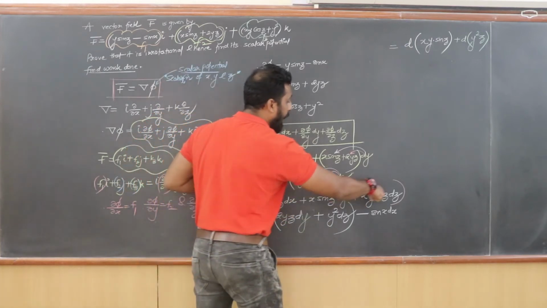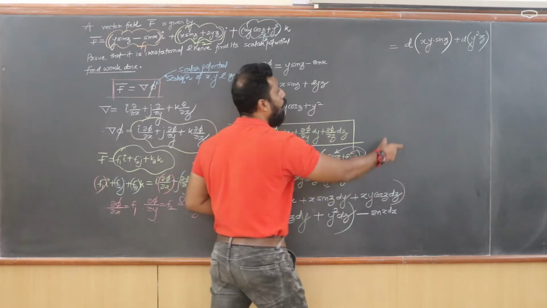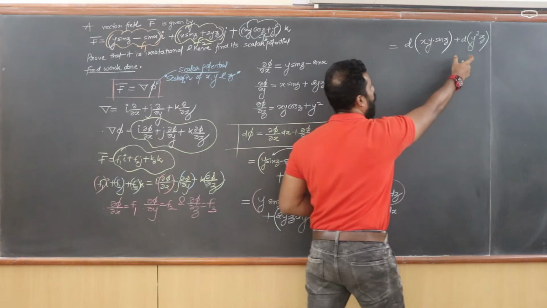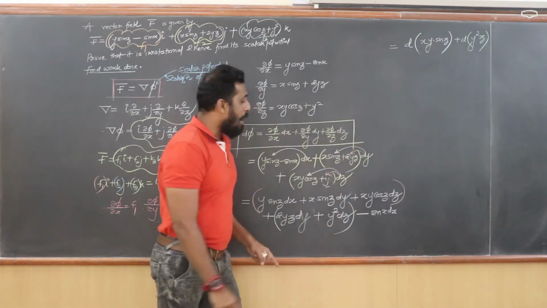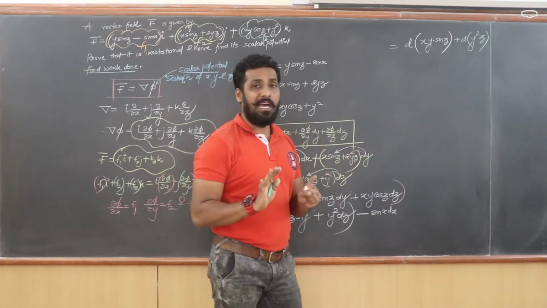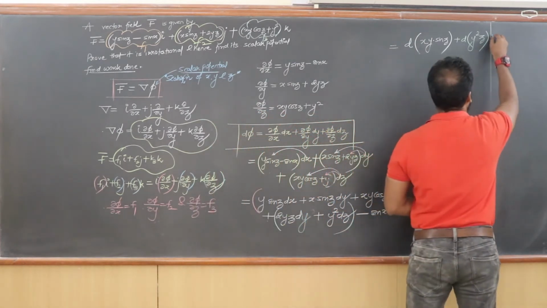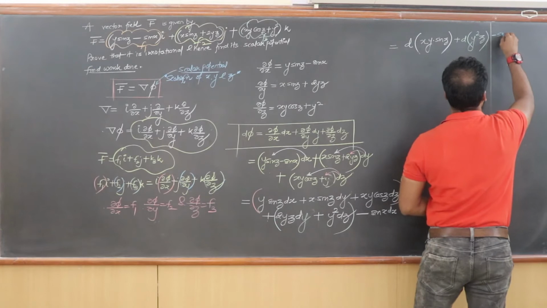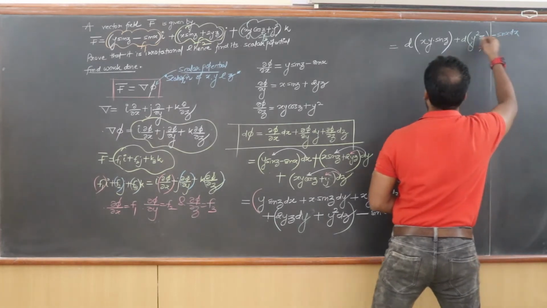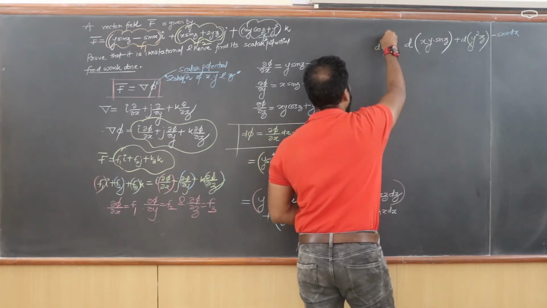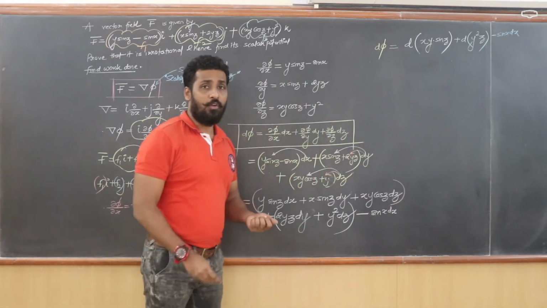This means the entire big bracket has now been transferred into a very small bracket: d of xy sin z, d of y square z. Now, nothing happens to minus sin x dx. Whichever are isolated terms, you leave them as they are. That means I'll simply write minus sin x dx. Now remember, this entire thing that you have got is the value of d phi.